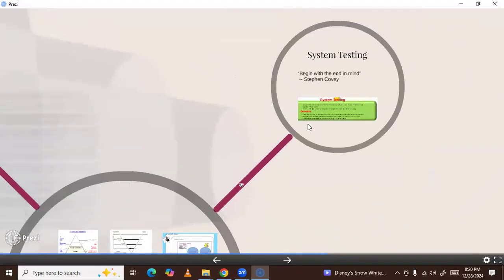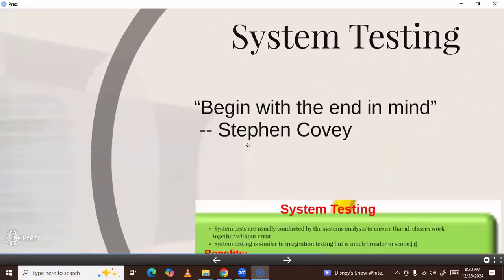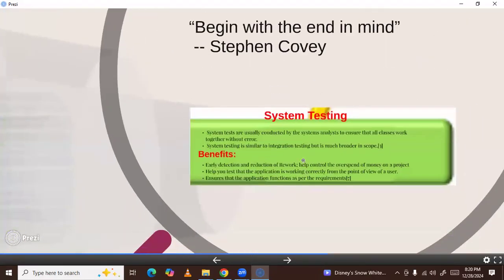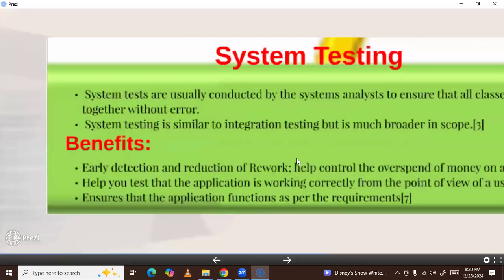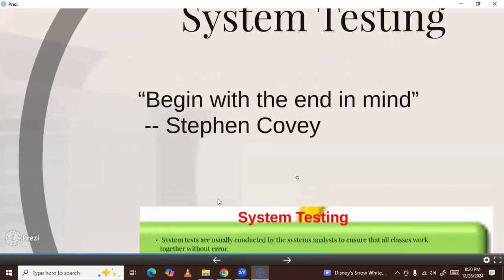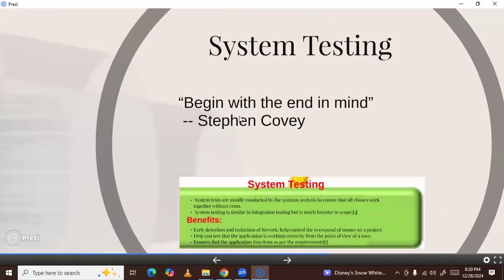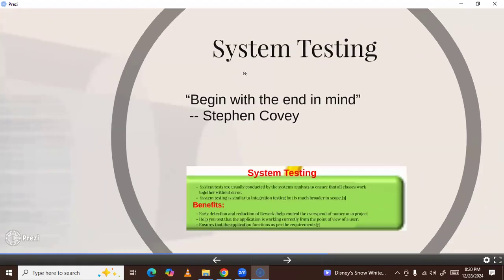The other testing is called system testing. Is the whole system working or not? For example, the payment system. For payment, do you have funds available in the bank or not? If you don't have enough balance in the bank, you cannot make the payment. So this is about whether the whole system works like a single unit or not. This is called system testing.